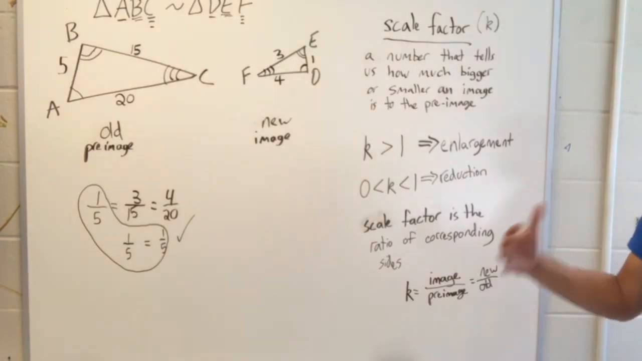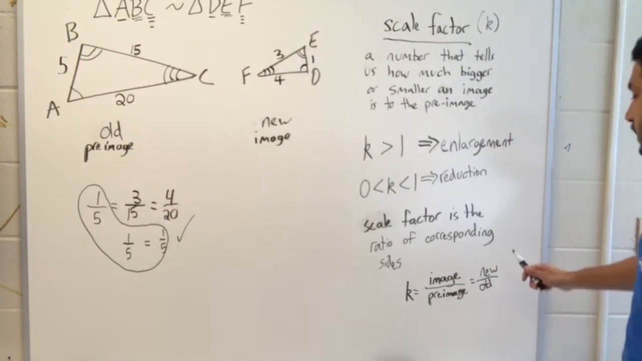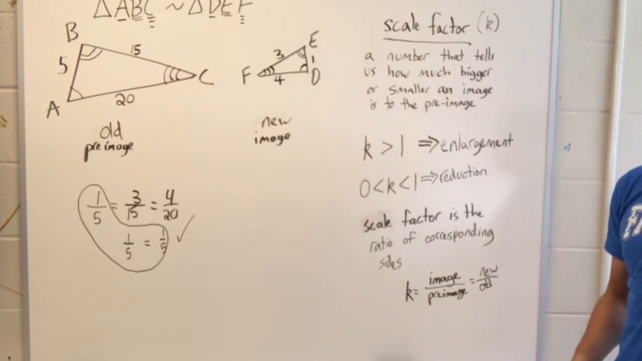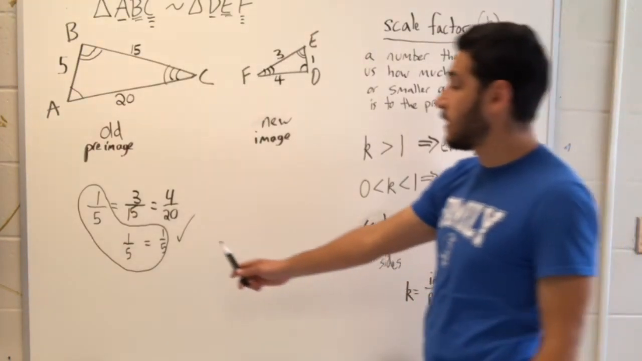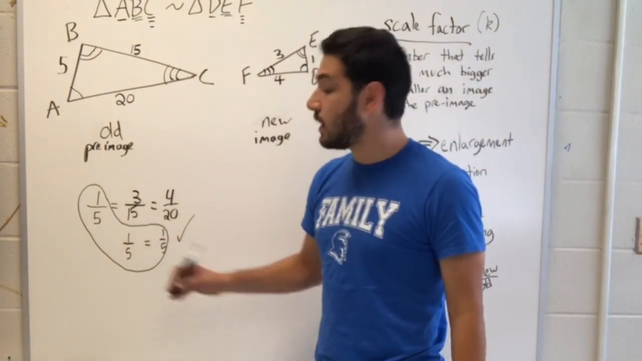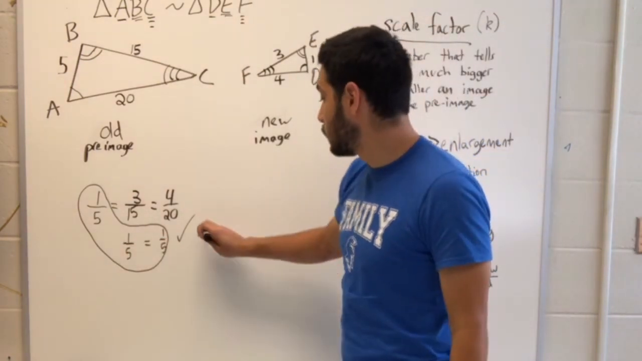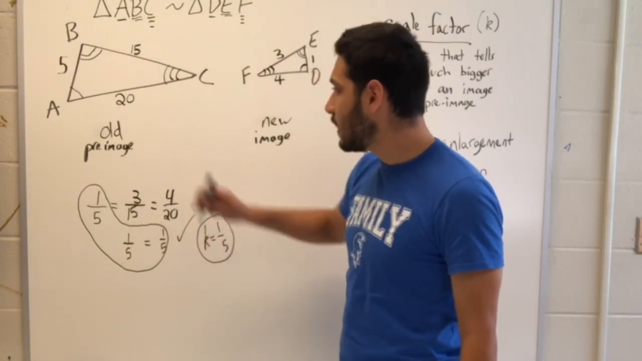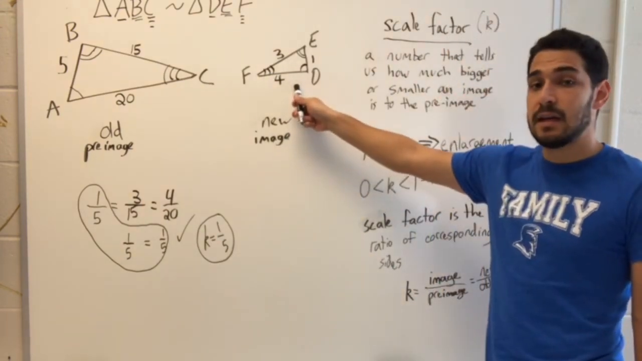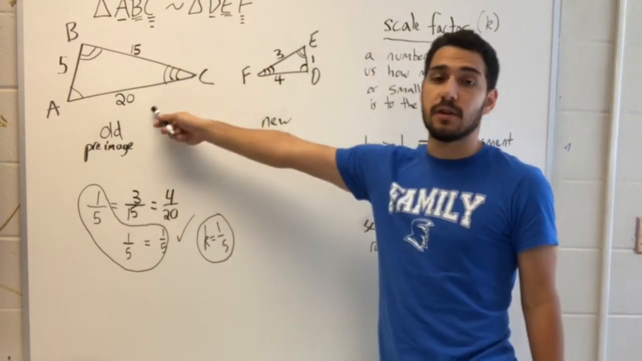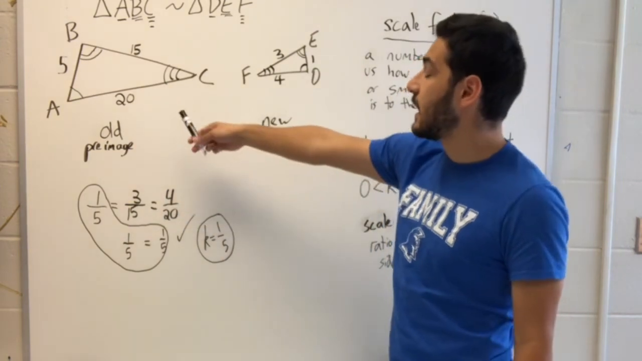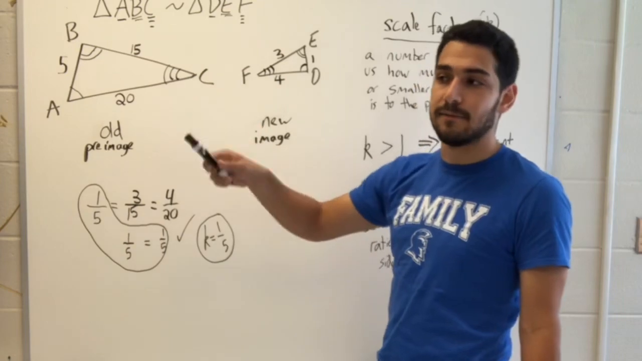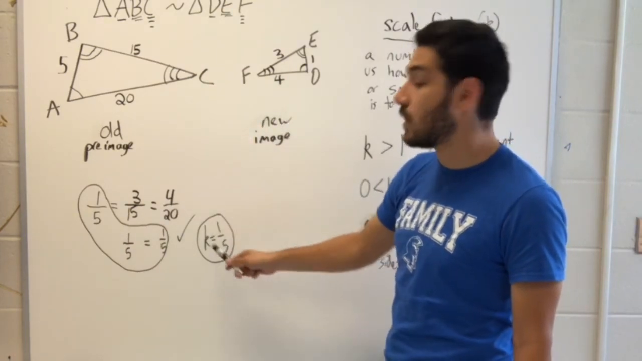If you're getting bigger, then you want the big over the small. If it's getting smaller, then you want the small over the big. In the example that we looked at earlier, we got this ratio of 1 over 5. Well, that would be our scale factor. That means that the triangle DEF is 1/5 of the size of the triangle ABC. And we can see that because each of these corresponding sides get reduced or get divided by 5. They get 1/5 smaller.